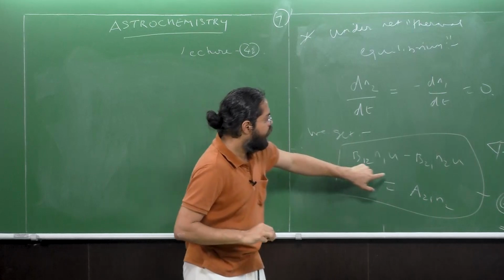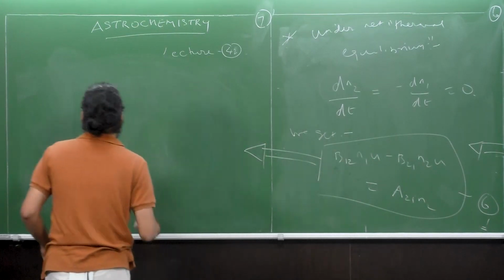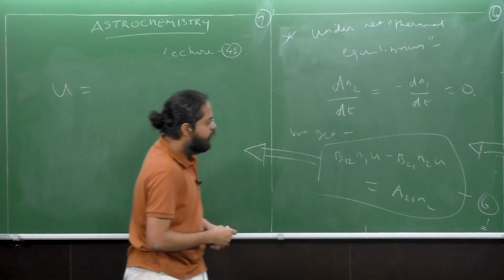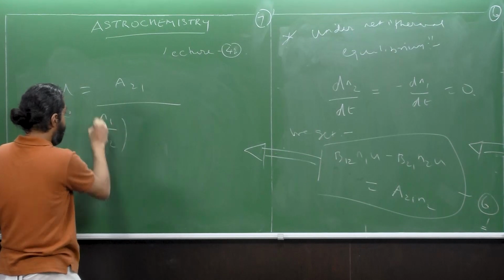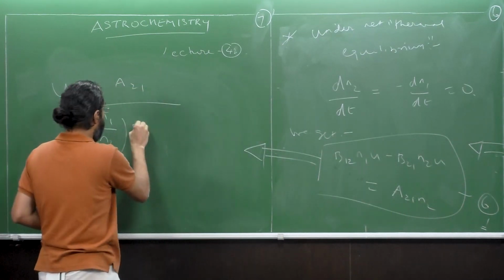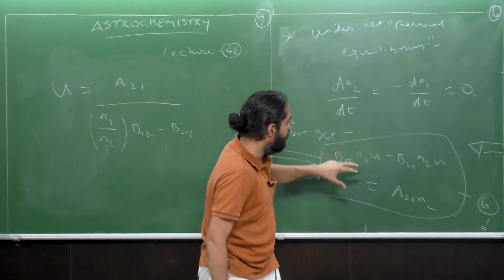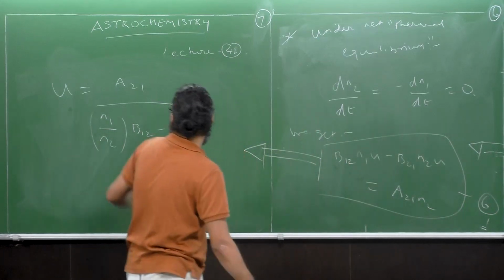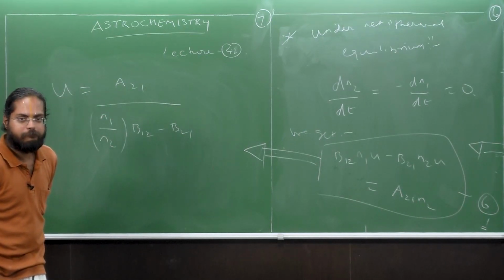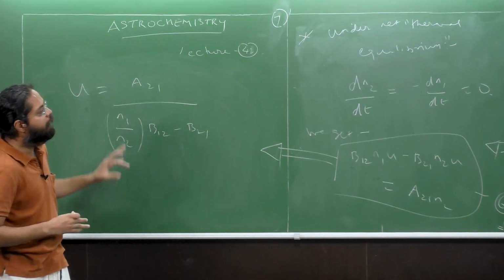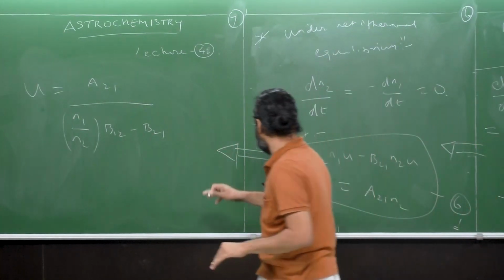Now from this, I can therefore get an expression for U. From page 6, I get an expression for U such that U equals A21 divided by (N1 by N2 times B12 minus B21). How did I get this expression? I take U as common, and then I put the rest of the things in the denominator, and after that I divide throughout by N2, and I get this expression. All right, are we all good? So we have derived some expression for U based on the idea that there is going to be net thermal equilibrium. So I'll actually stop this lecture at this juncture.